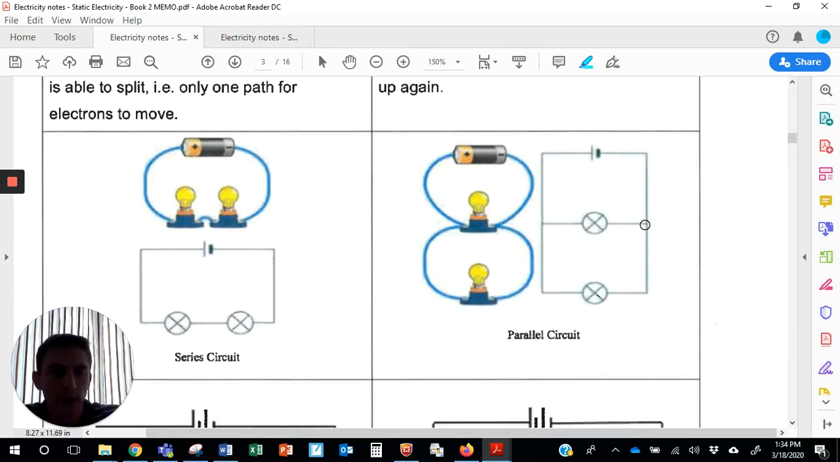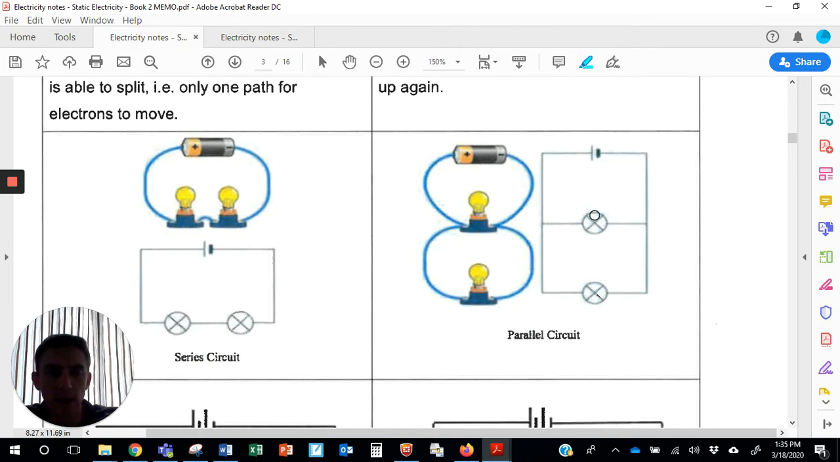At this point, the current's going to split. Some current will go through that light bulb and some current will go down through that light bulb. At this point over here, the current's going to join up again. So all of the current flows to that part of the circuit and all of the current flows to that part of the circuit. Along here, only some of the current flows because it's split, and along here, only some of the current will flow because it's split.